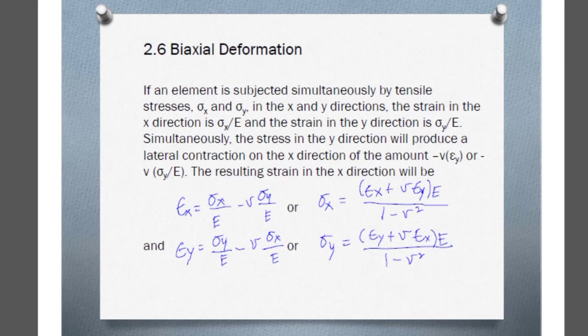So, para madali nating matandaan yung formula na to, since itong formula na to at ang formula na to ay magkamukha, no? So, pareho silang stress over E, and we have the Poisson's ratio, stress over E. So, nagkakaiba lang sila dun sa may subscript. So, for the strain in X here, since sa biaxial deformation na pinag-uusapan natin dito, dalawang axis lang, si X and the Y axis.